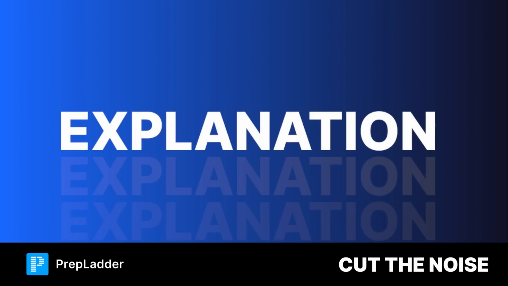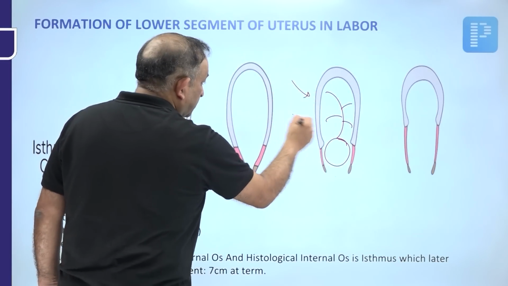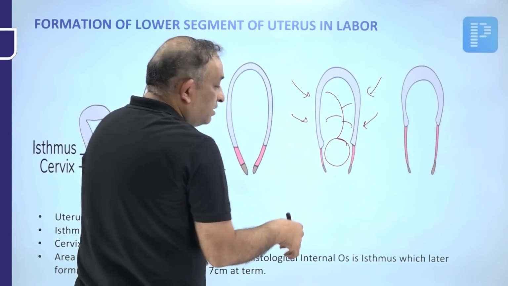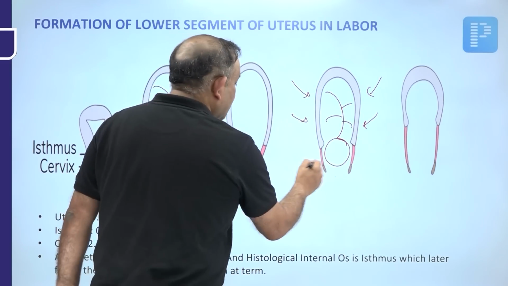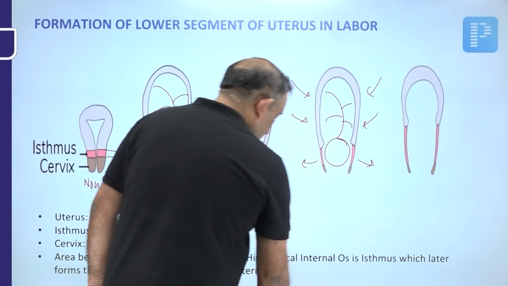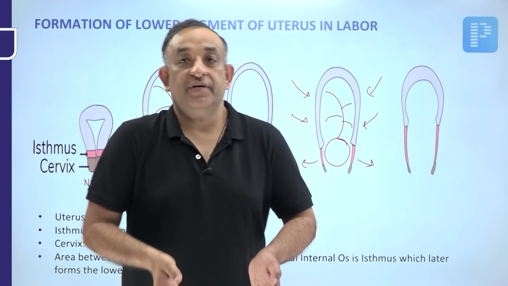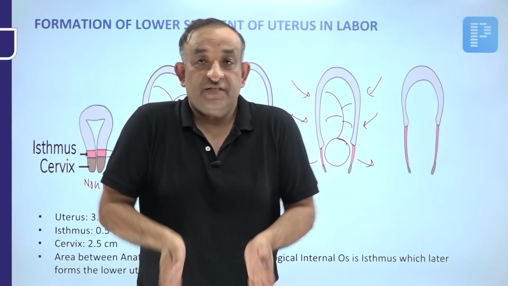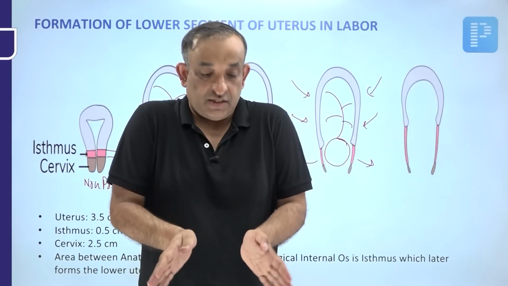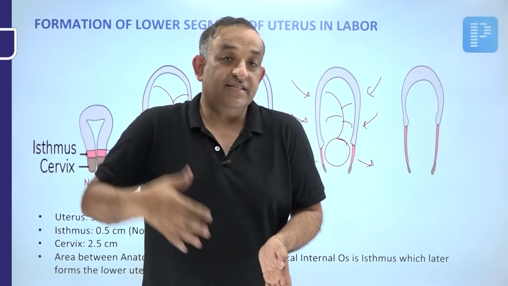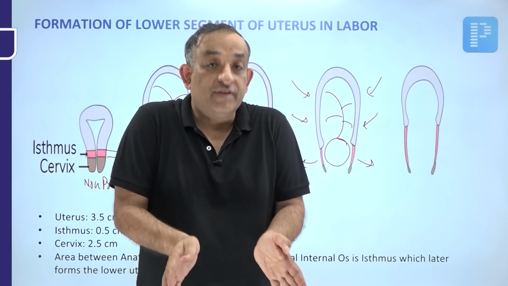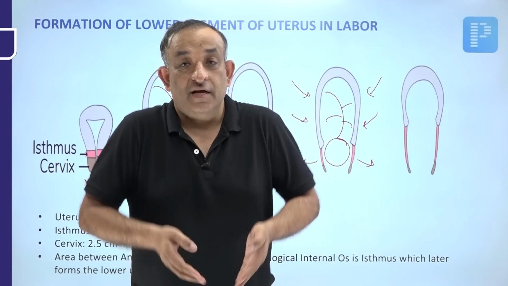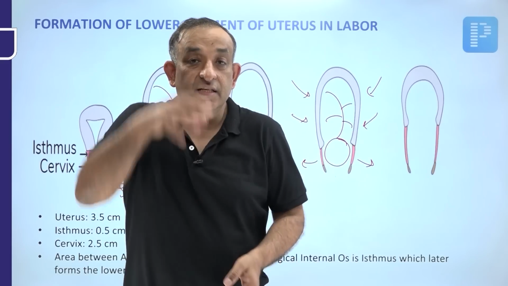Here's the explanation. The upper segment of the uterus will contract to push the baby down, and to allow the baby to go down, the lower segment retracts and relaxes. That's the anatomical importance of the upper and lower segments. If you imagine my hands to be the uterus and my palms to be the cervix, when the upper segment contracts and the lower segment relaxes, the baby will move down. If both contract, the baby will stay where he is. But if the upper segment contracts and the lower segment relaxes, the baby goes down.